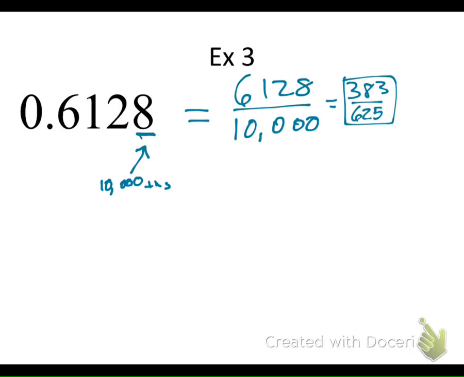Alright. And now, instead of the fraction button, you can do 6128 divided by 10,000, and that's going to give you this, right? Okay, we good?